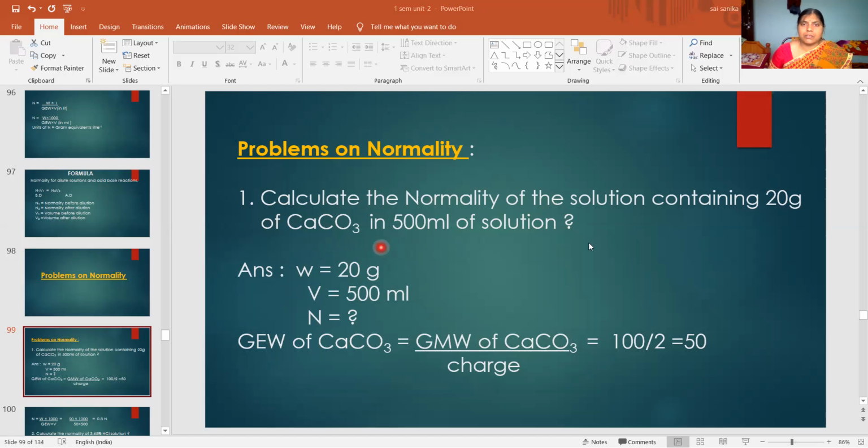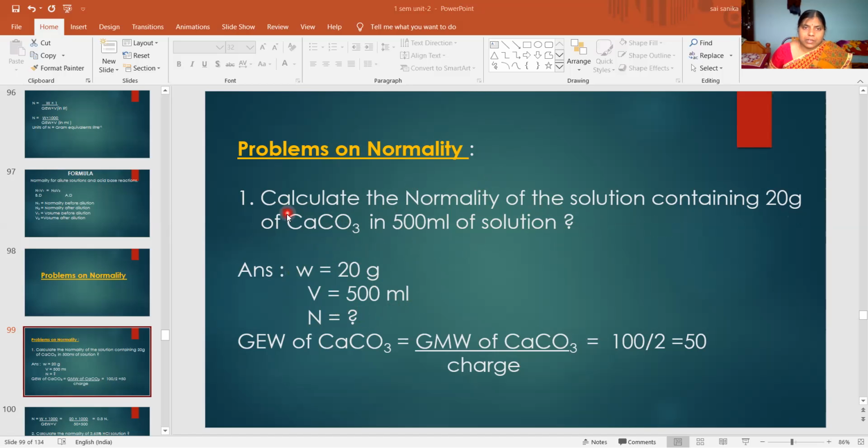First of all, you have to understand the question. What is it asking? 20 grams of CaCO3 in 500 ml solution. For that solution, what is the normality? So first you have to write the given data. W is equal to 20 grams, volume is equal to 500 ml and N is equal to question mark.